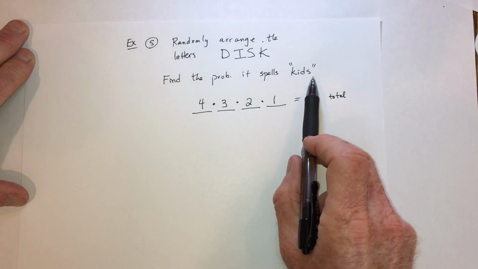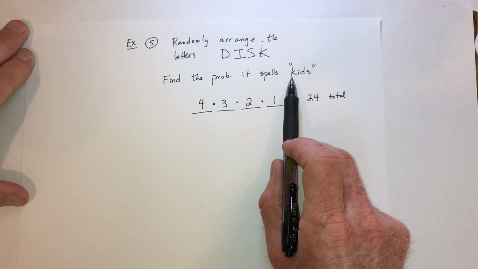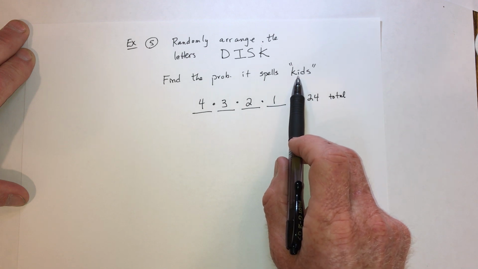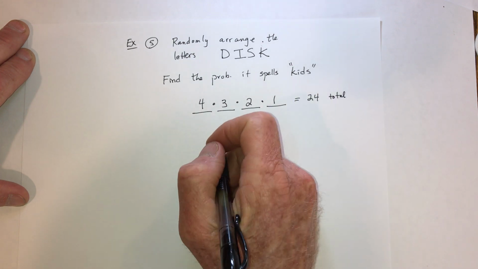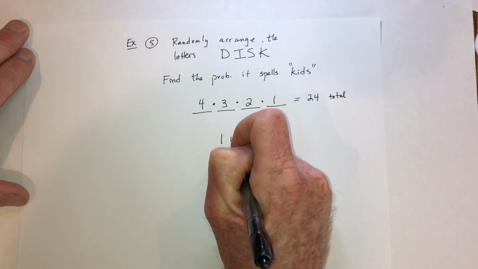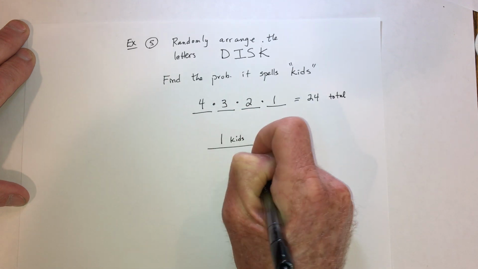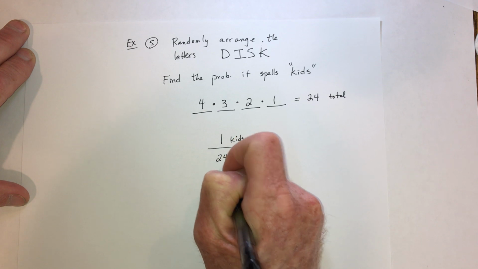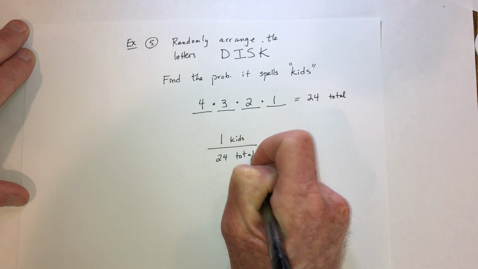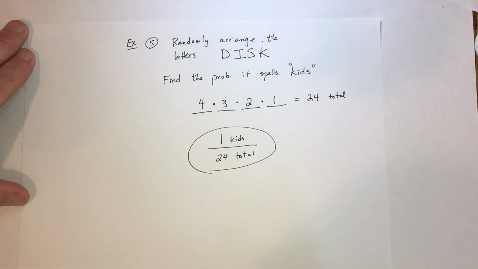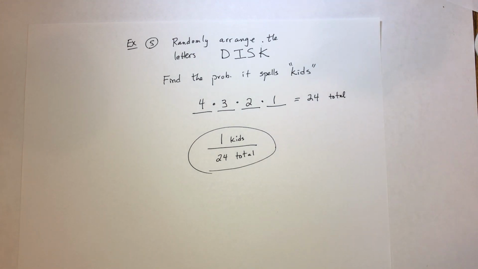And then in order for it to spell the word kids, it has to go in this order. K first, I second, D, and then S. So there's only one way to spell kids using those 4 letters out of 24 total. And then that one is already reduced, so you could just leave it like that. And that's the end of this section of probability.